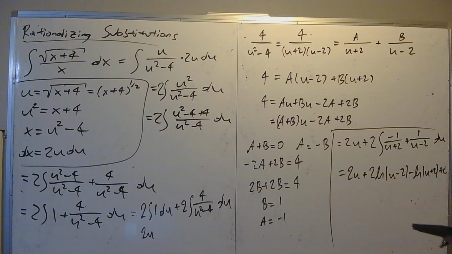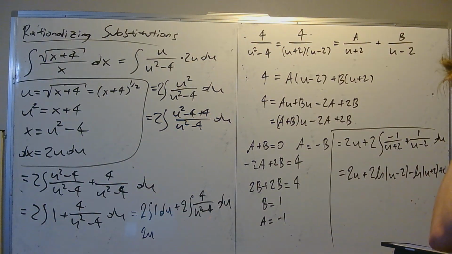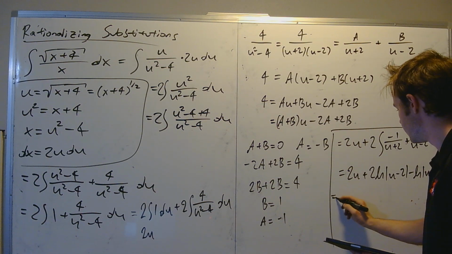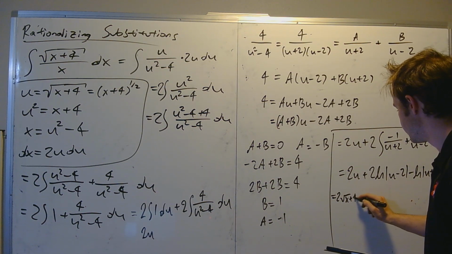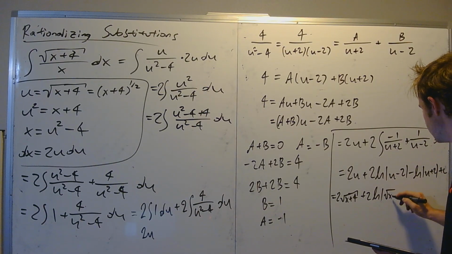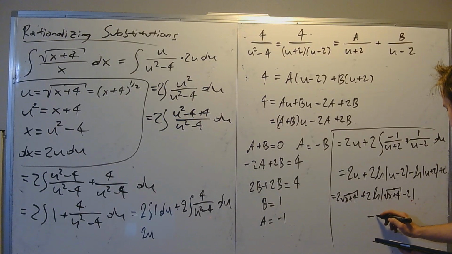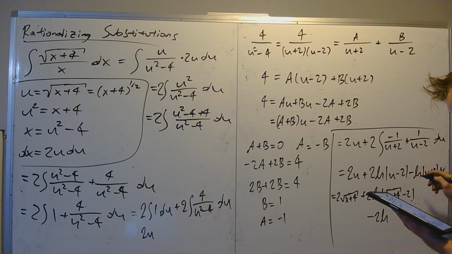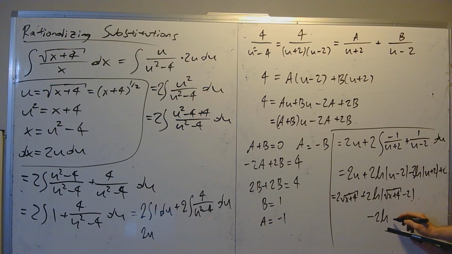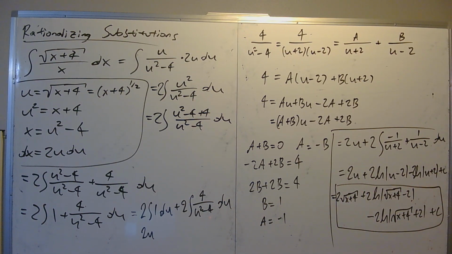And now we just need to plug in what u was. We set u equal to the square root of x plus 4, so we just plug that in. So we've got 2 times the square root of x plus 4 plus 2 natural log of the absolute value of the square root of x plus 4 minus 2, minus 2 times the natural log of the absolute value of the square root of x plus 4 plus 2, plus a constant C. So this thing here is our final answer.